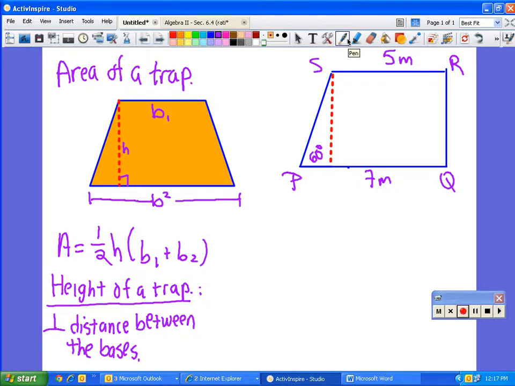Okay, now, in order to find the height, what can we do? Who has an idea? Let's see if someone else has an idea. Oh, the perpendicular distance between the bases. The height is the perpendicular distance between the bases. All right, Bill, what do you think we should do?